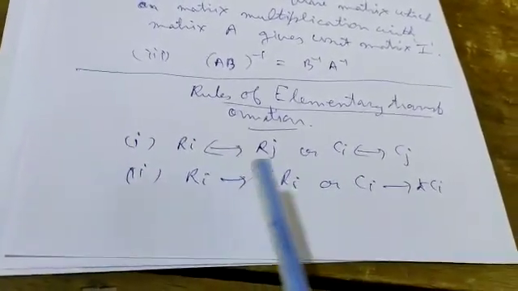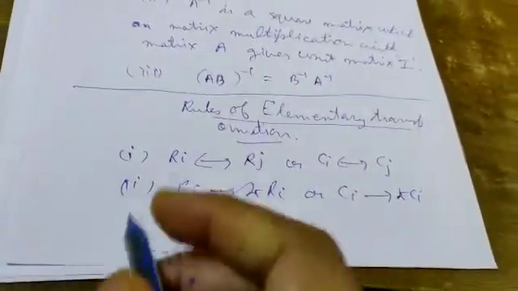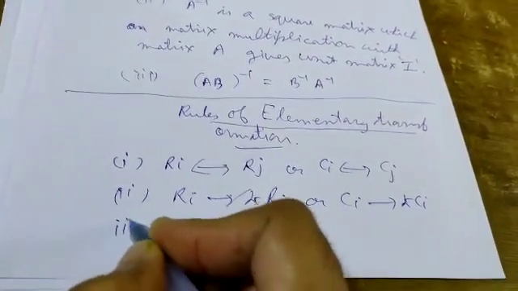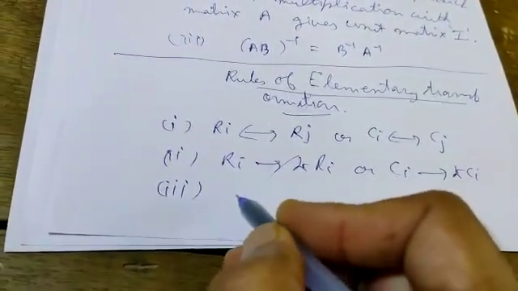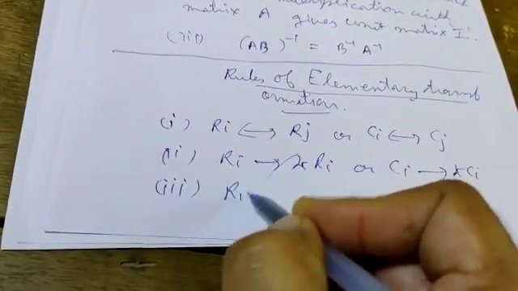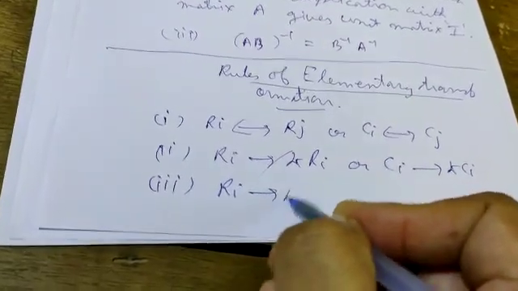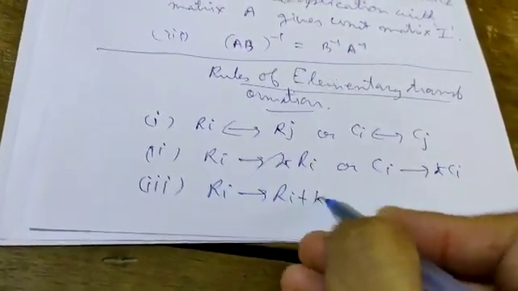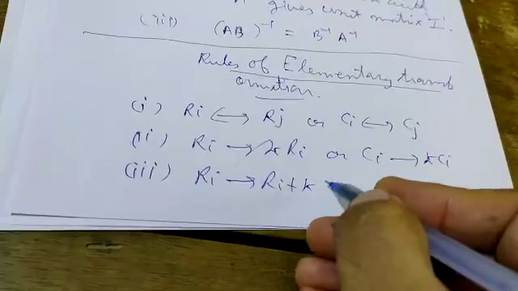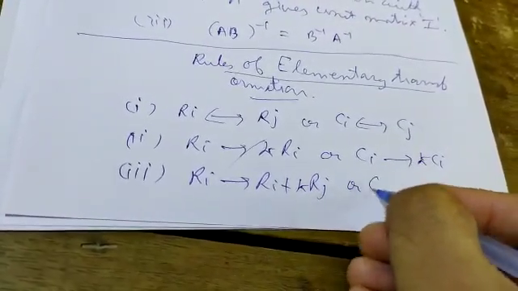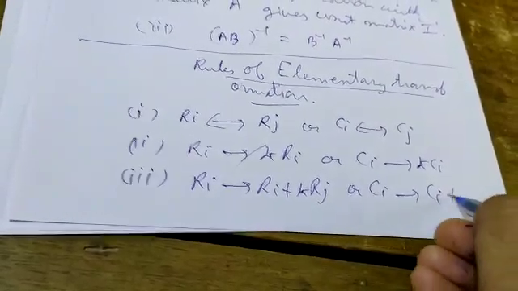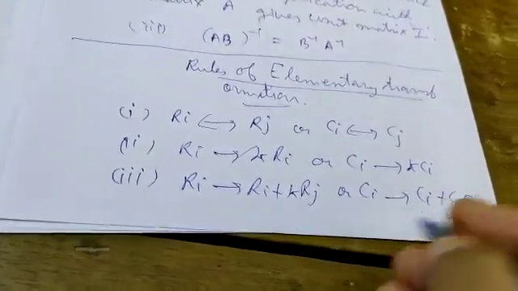And the third rule is a very important one. We can add any two rows or two columns, or more columns also can be added. Ri becomes Ri plus k Rj, or Ci becomes Ci plus k Cj.